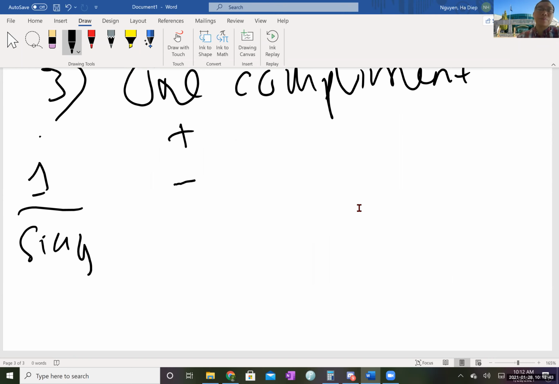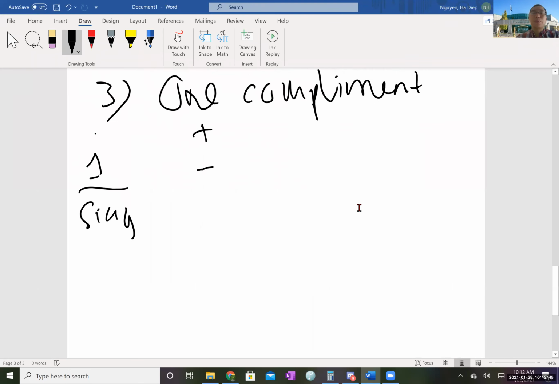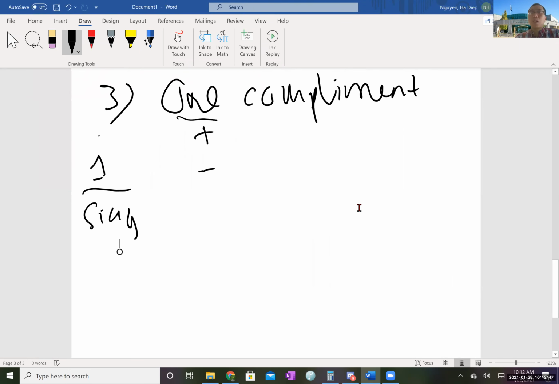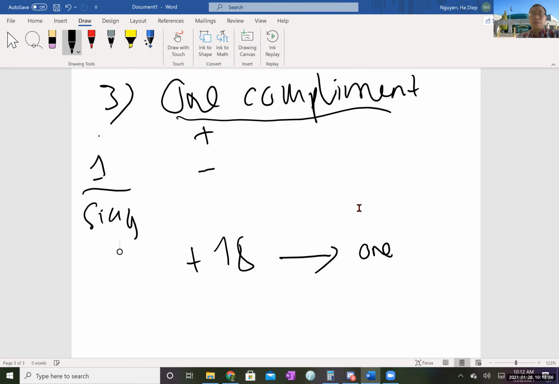Okay. So now, another example. If you want to work with the 1's complement, and you want to convert the positive number 18 to 1's complement in 8 bits, what is it? What do you think? If you have the positive 18 and you want to convert it to the 8 bits of the 1's complement, what is it?